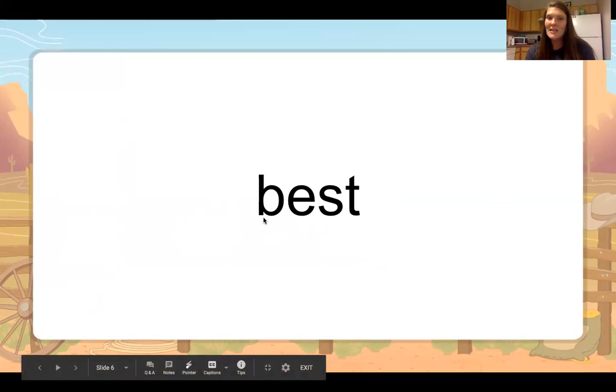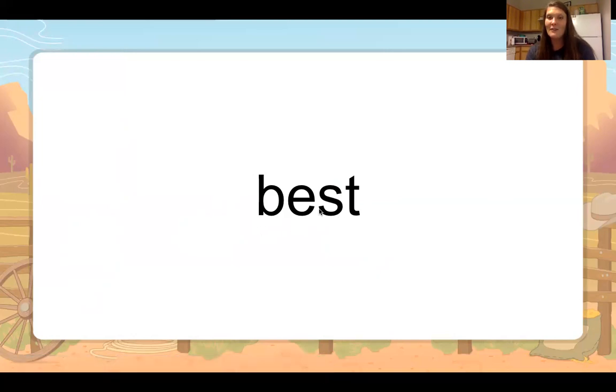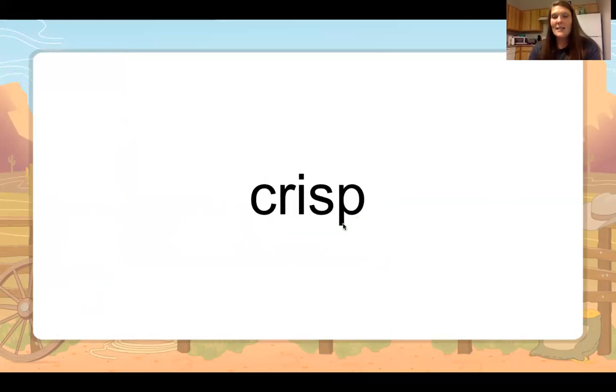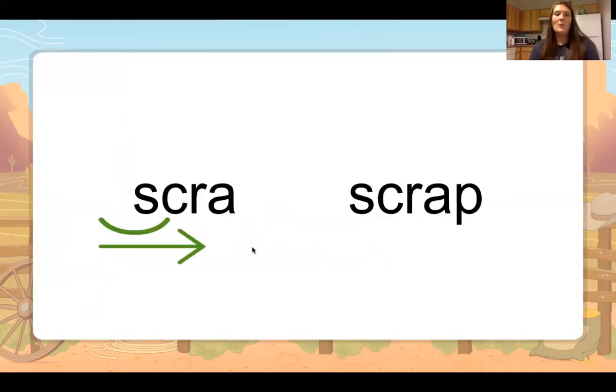Okay, BE says be, and then we have the ST blend, best, best. All right, and then here we have a blend at the beginning and the end of the word. So CR, we mark that, then we mark our I, it says I, and then we have SP at the end, right? So this word is crisp, crisp. The potato chips are very crisp. Okay, and then with our S blends, we also have some three-letter S blends.